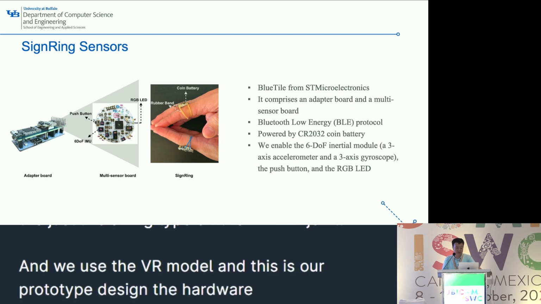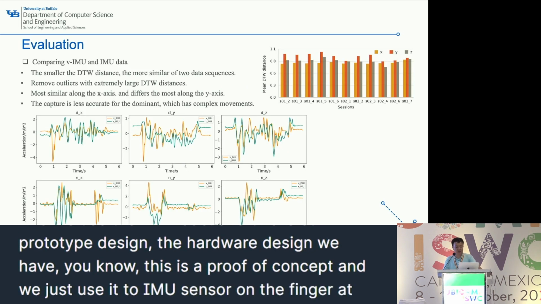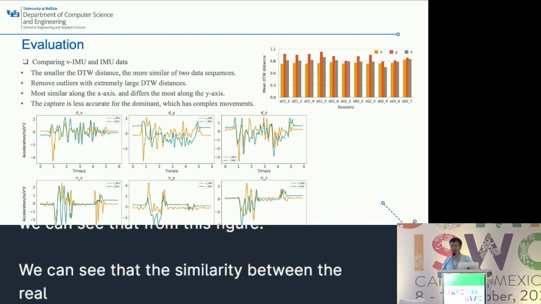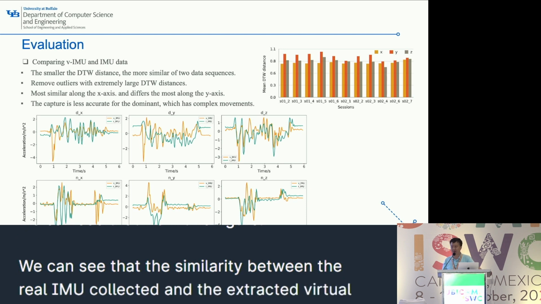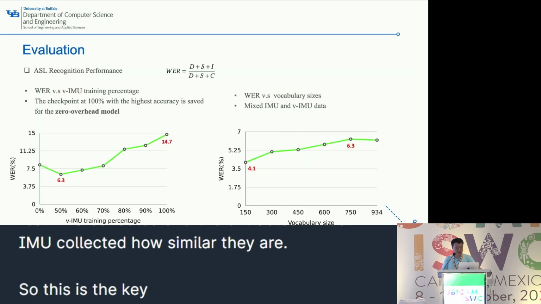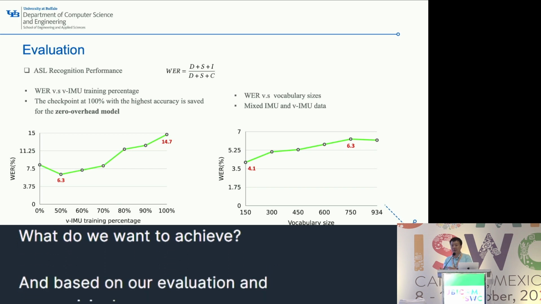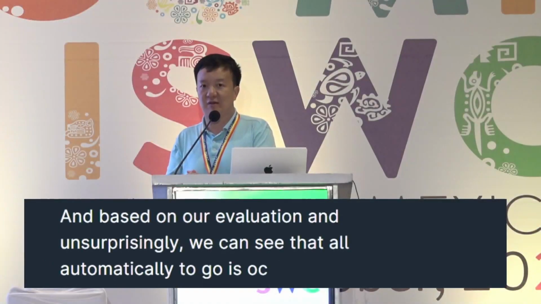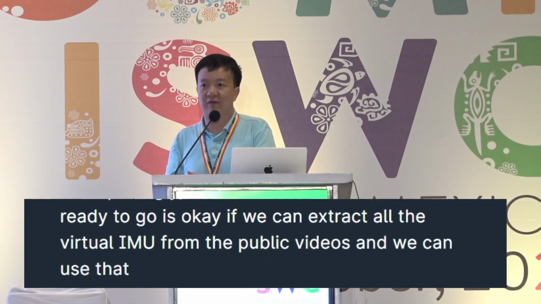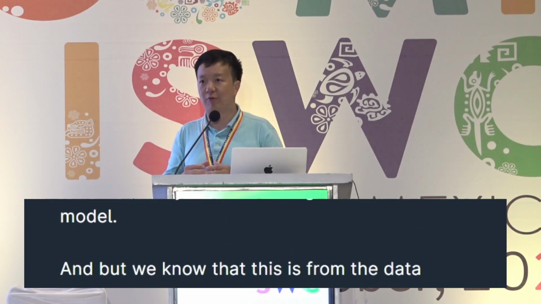This is a proof of concept, and we just use 2 IMU sensors on the finger. From this figure, we can see the similarity between the real IMU data collected and the extracted virtual IMU data, how similar they are. So this is the key goal that we want to achieve. Based on our evaluation, ultimately the goal is, if we can extract all the virtual IMU data from the public videos, we can use that solely for training the new model. But we know that this comes from a data set, so we need a little bit of calibration.